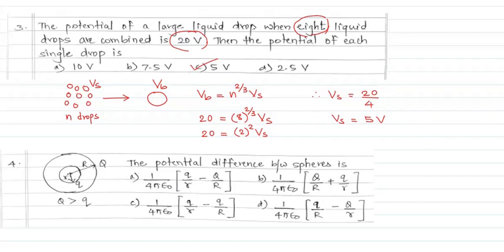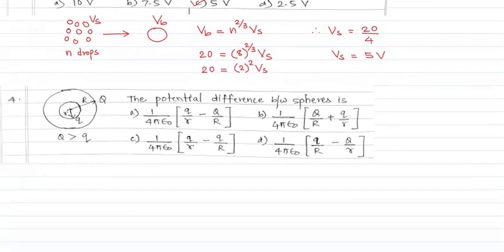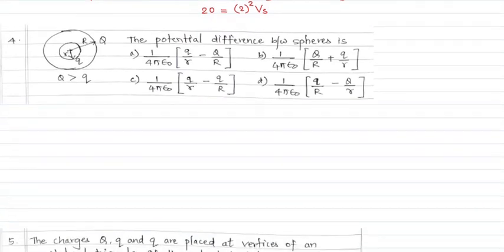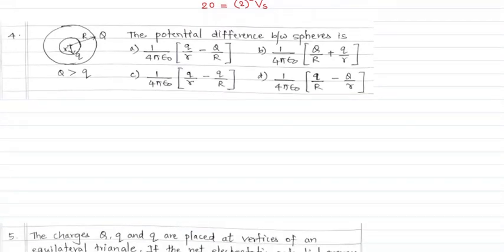Next, fourth one. The potential difference between the spheres is. Now if you observe the figure, the two spheres are concentric. You are required to find the potential difference between these two spheres. So I will take point A on the outer sphere and point B on the inner sphere.